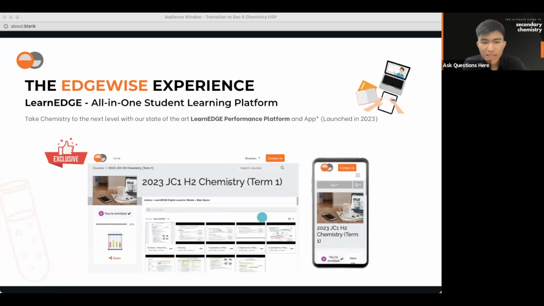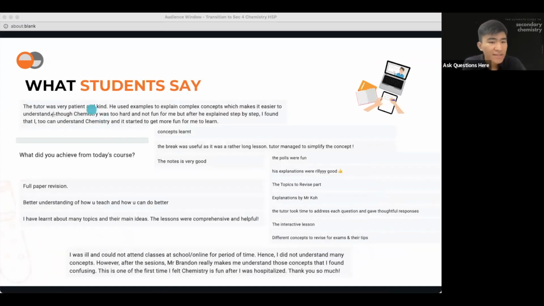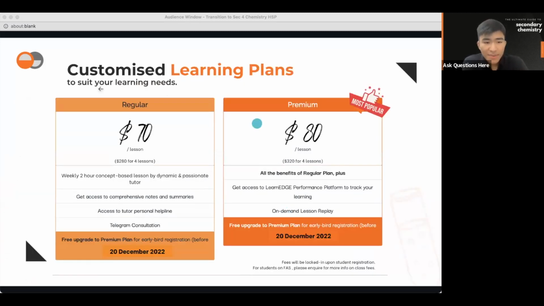What students have said about our program so far is that the tutors are always very patient and kind, distilling complex examples into very bite-sized concepts to understand. The concepts and the notes that we provide are very good as well. And the lessons are very interactive, so we will make sure that we close up your learning gaps as well.